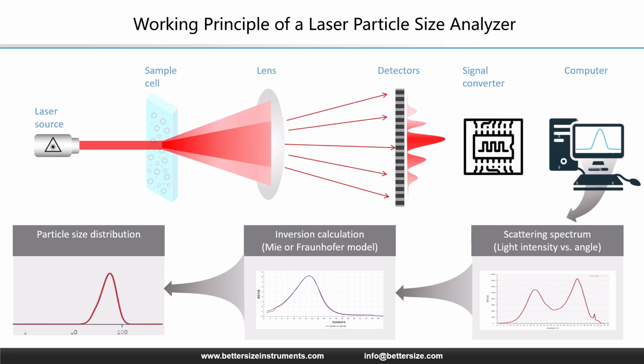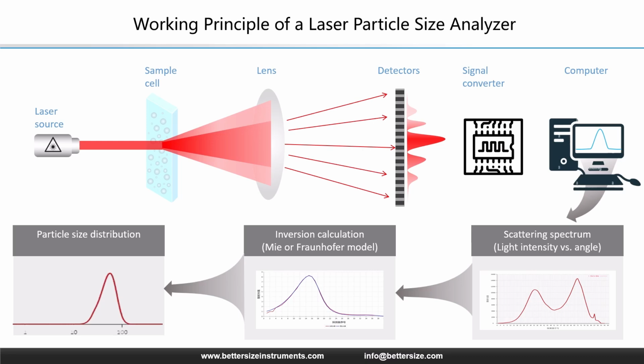Follow the red beam from the left. The hardware. When we fire the laser source, it passes through the sample cell, where it hits your particles. As we just learned, the light scatters. The optics. As the scattered light passes through the lens, which will focus it onto our array of detectors.